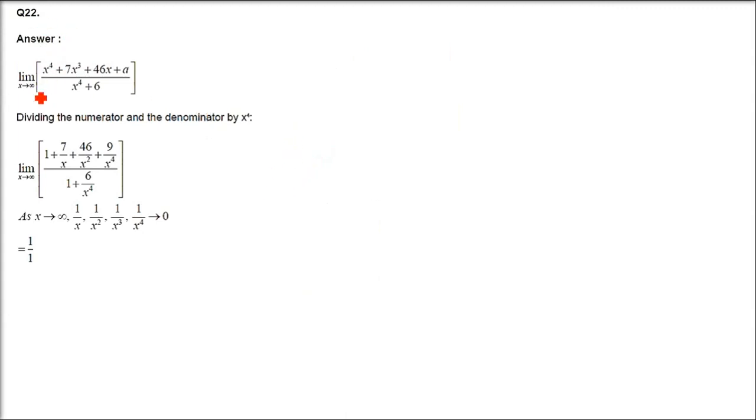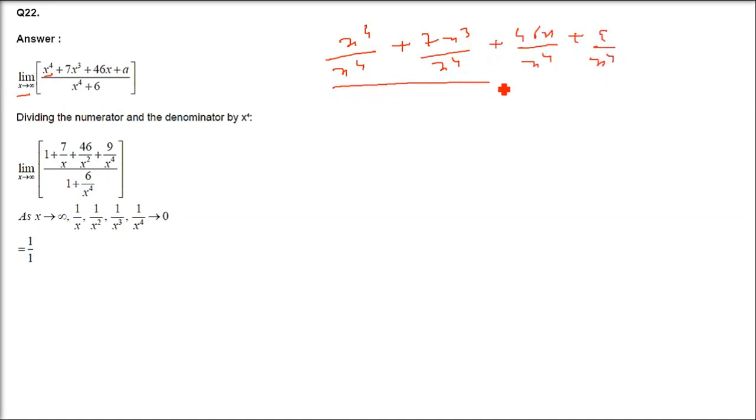Now question number 22. Limit x tends to infinity, x to the power 4 minus 7x cube plus 46x plus a by x to the power 4 plus 6. Now here we have to use this, because this is quite a question which we have already done. Just take the highest power, divide numerator and denominator by it. So x to the power 4 is the highest power, and dividing every element by x to the power 4, I am doing this. Then you have x4 by x4 and 6 by x4.